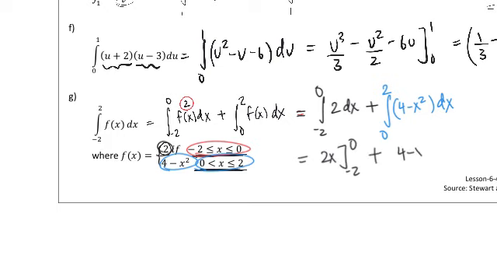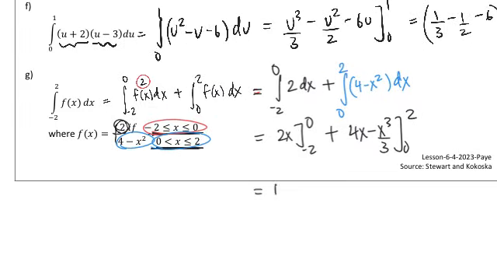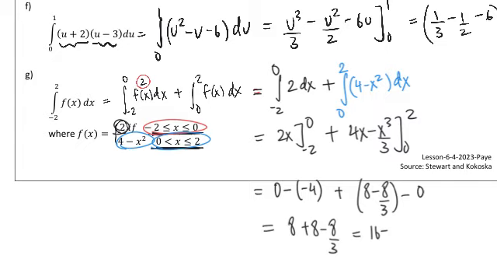And here we would have 4x minus x cubed over 3, 0 to 2. This guy will be 0 minus -4. This guy will be 8 minus 8 thirds minus 0. So I think we're going to get 8 plus 8 minus 8 thirds, 16 minus 8 thirds is what we're going to get there.